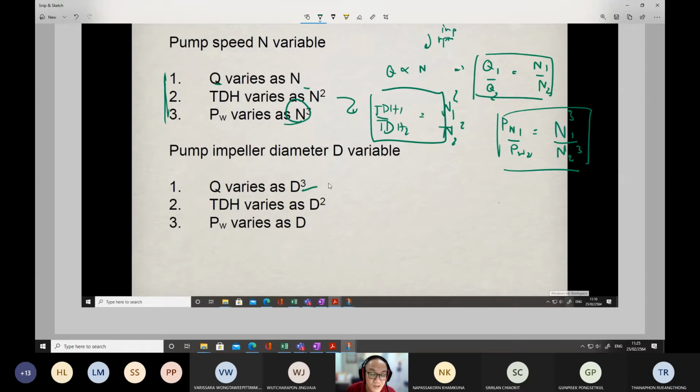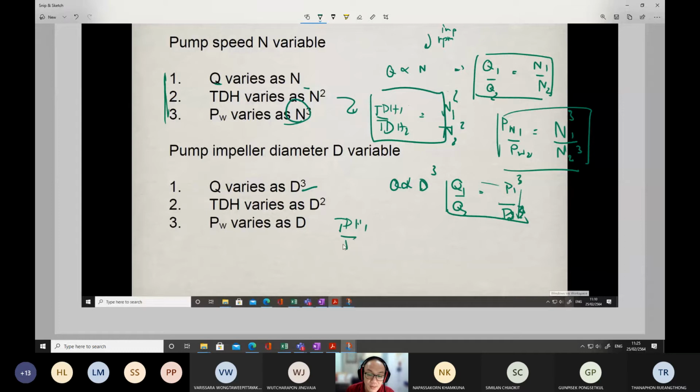The same as the diameters, sometimes we need to change the diameters of the impeller by removing some certain inches from the diameters. So Q varies as D to the power of 3. It means that Q1 divided by Q2 is equal to D1 to the power of 3 divided by D2 to the power of 3. So this is another relationship.